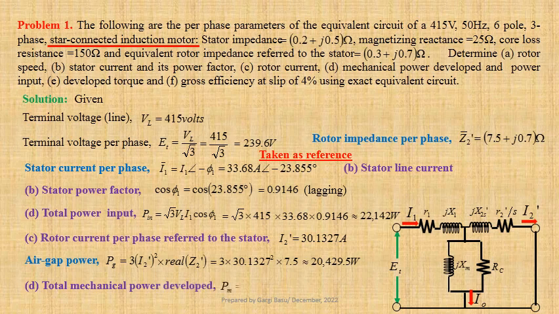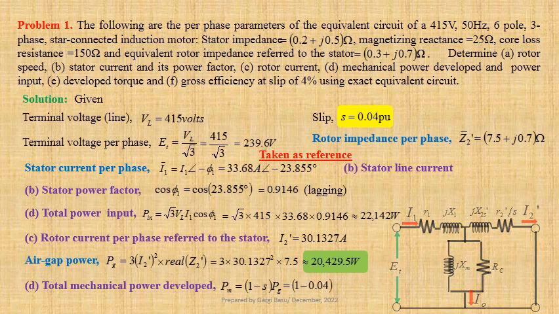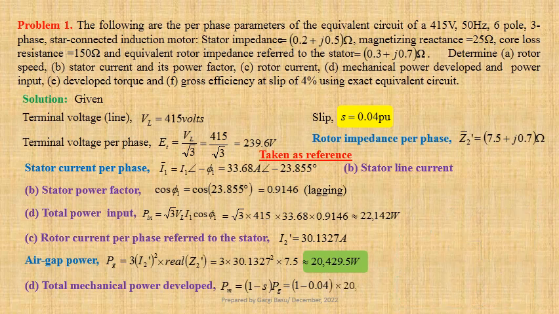Now we shall determine total mechanical power developed. Pm equals 1 minus S times Pg. Given slip S equals 0.04 per unit. Therefore, Pm equals 1 minus 0.04 into 20,429.5, which is approximately equal to 19,612 watts.